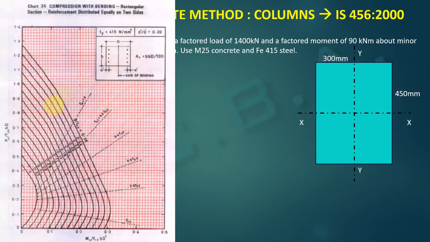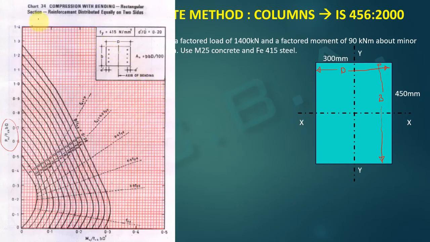Okay, so for finding this ratio Pu by fck bD and Mu by fck bD square, we have to go according to these. So you cannot consider 300 to be B and 450 to be capital D. No, you have to go according to what is given in this diagram. So if this is the axis of bending, then the direction perpendicular to it will be called capital D. So 300 is your capital D because the axis of bending is Y and the dimension perpendicular to it is capital D, and this 450 is your B. I hope you understood this.